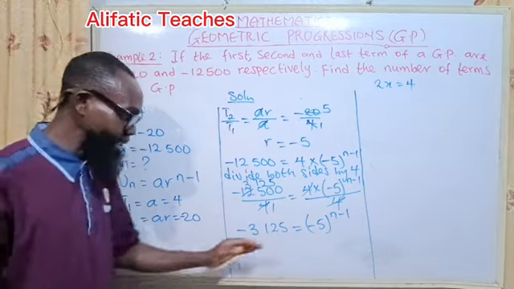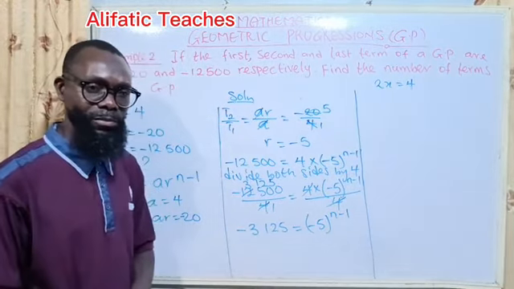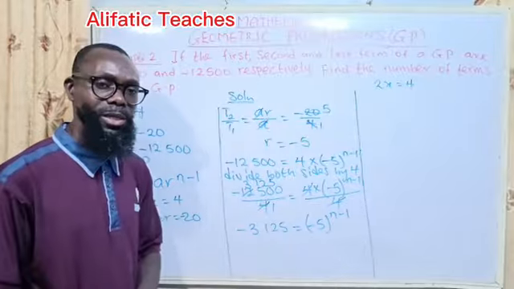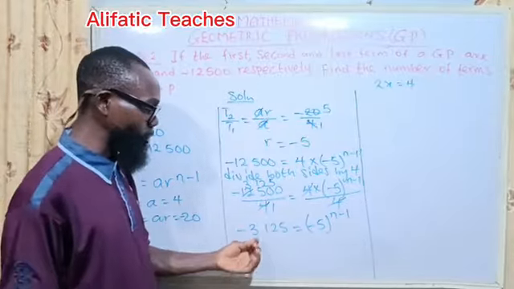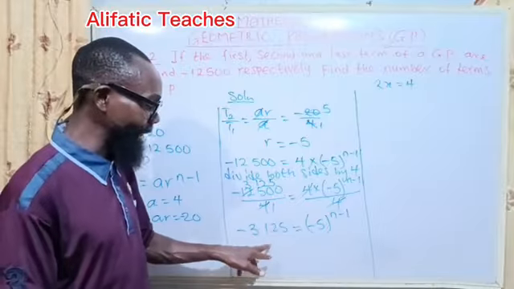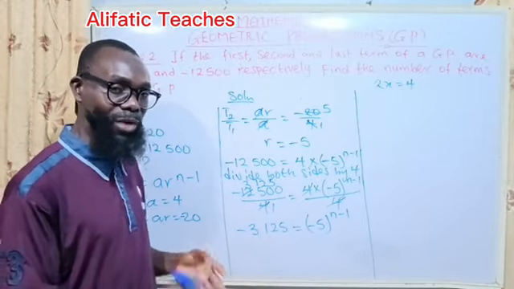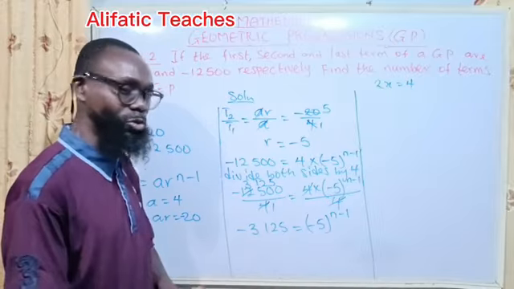Fine. I want this to have the same base, because this is base 5. Then, if you continue to undergo long division to divide this one by 5, you see that 5 in 5 places will give me 3,125.